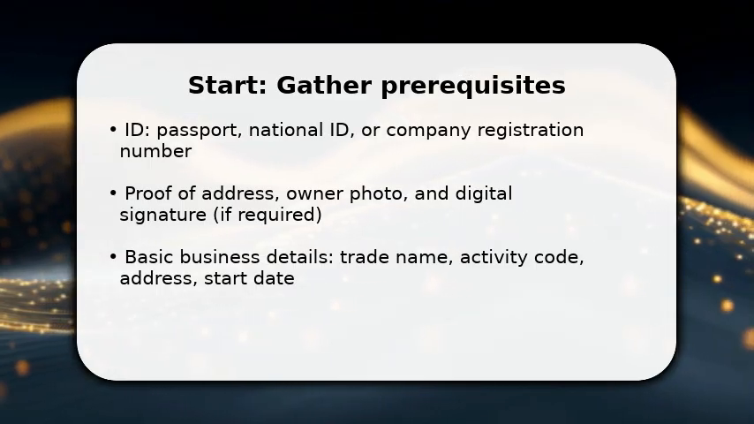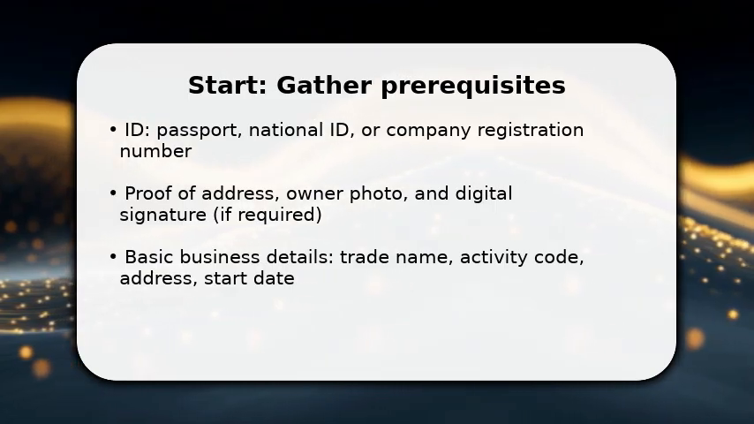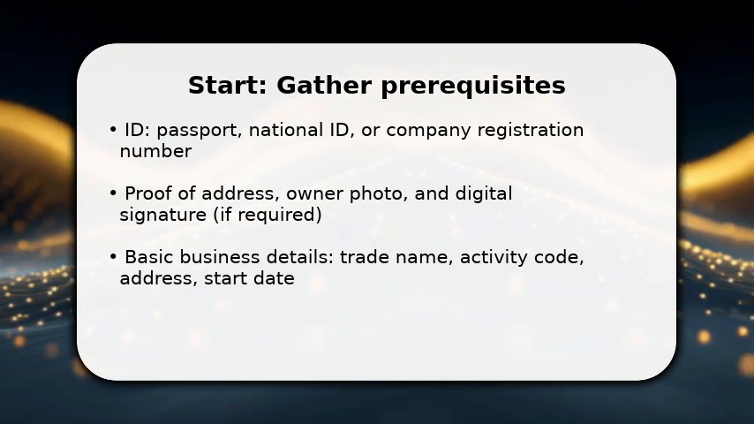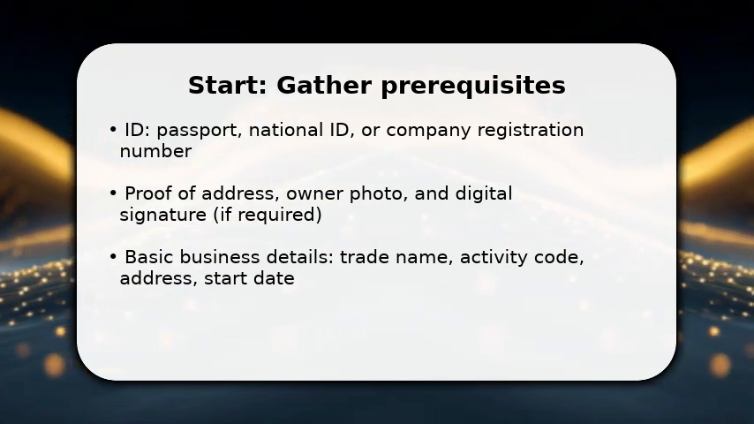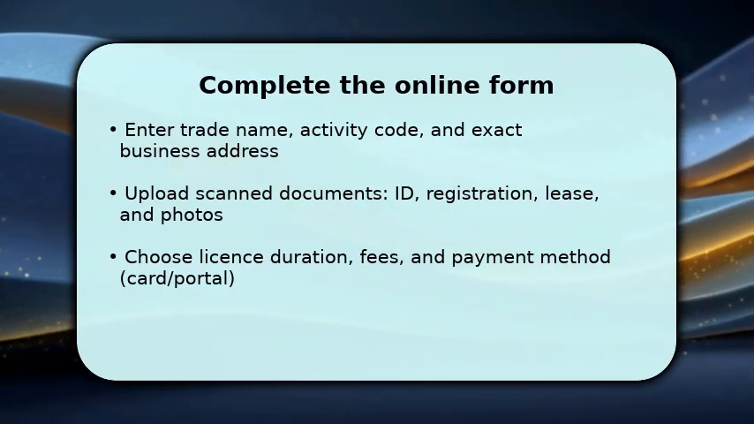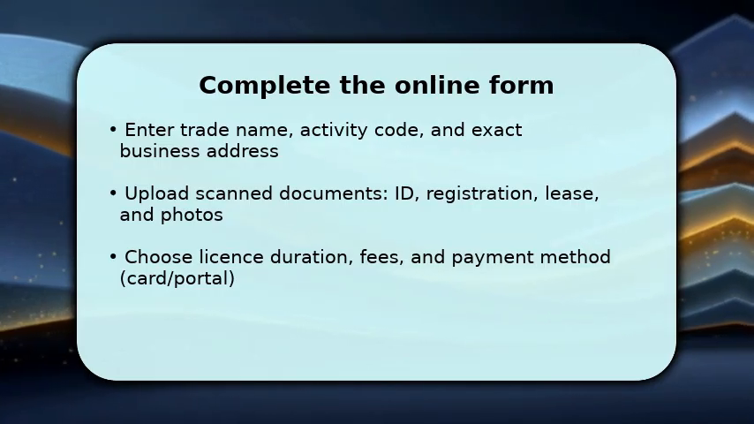Make sure to note your trade classification code and plan start date because the system validates eligibility as you type, saving time and avoiding common rejection reasons. You now work through the application fields carefully, filling trade name, precise address, and the correct activity code. Accuracy here determines applicable fees.